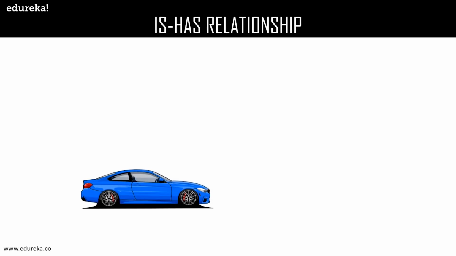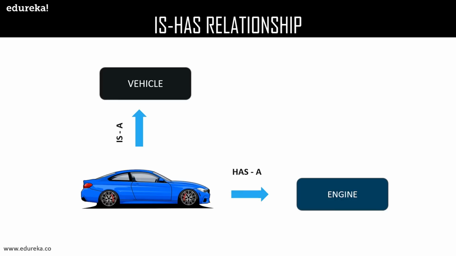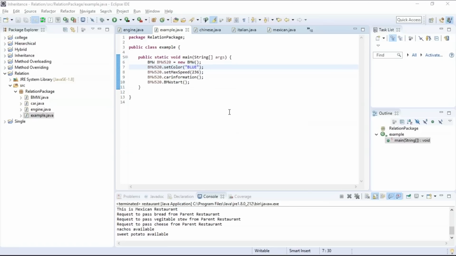As you can see, the BMW car is a vehicle, inheriting the properties of a vehicle. So it happens to be in an is-a relationship with vehicle. And coming to has-a relation, it has an engine. So the BMW car is referencing an object of the engine class and is said to have a has-a relationship with the engine class. Let us execute a program and see this practically.